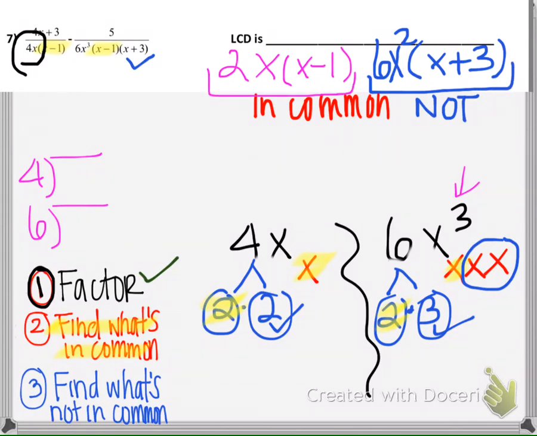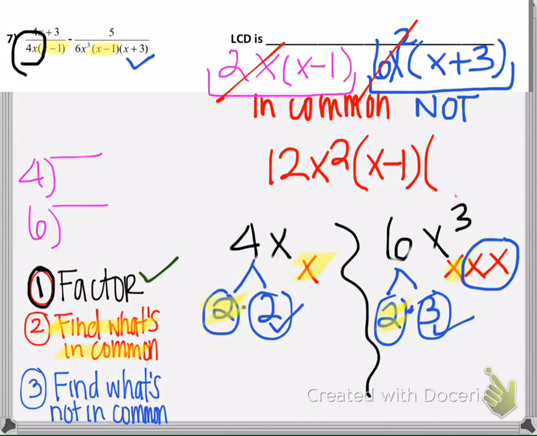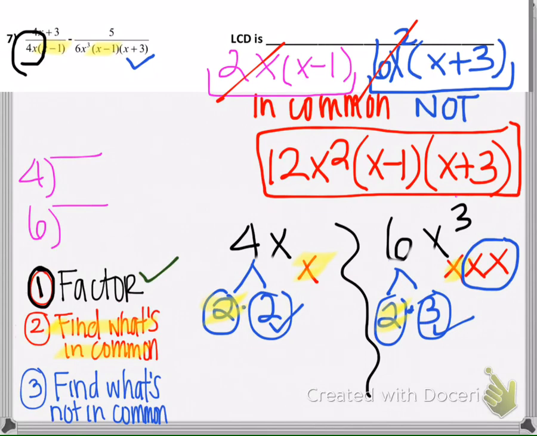And if we simplify that all out and multiply it together, we would get 12x squared times x minus 1 times x plus 3. That is our common denominator. Oops, I just noticed I put x squared here. But actually, if you add the exponents, you have this one and 2. That should be cubed right there. So go ahead and make that change there. So this is our common denominator.